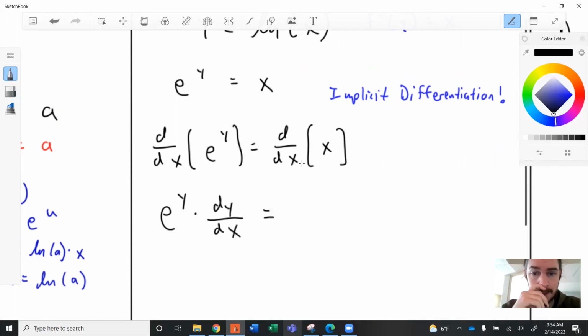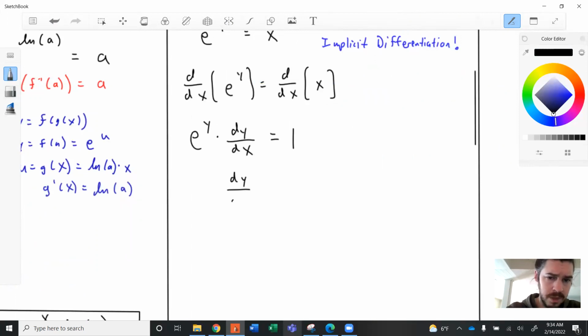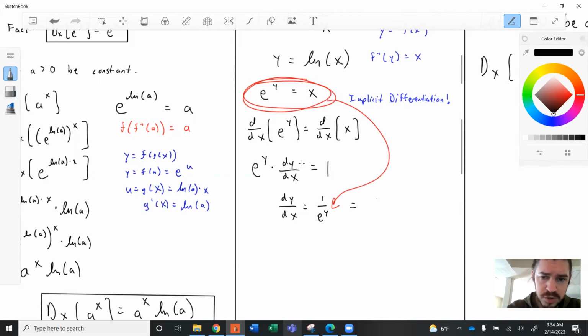Now on the right-hand side, we can write 1, because the derivative of x is 1. So this gives us dy over dx is equal to 1 divided by e to the y. Now that doesn't seem like a terribly great derivative rule, except if you remember back up here, this red, e to the power y equals x. So applying that here, we can actually say this is equal to 1 over x. And there now we have a really nice differentiation rule.